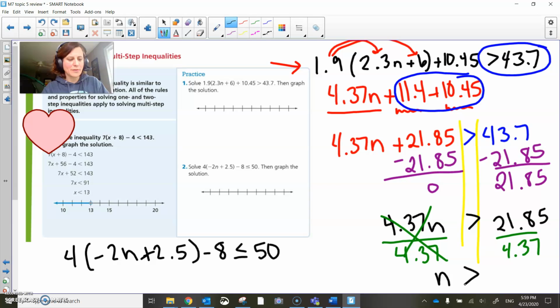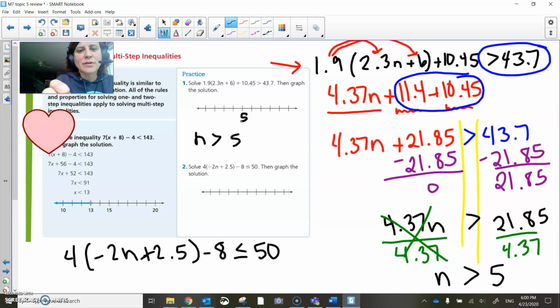21.85 divided by 4.37 is 5. N is greater than 5. So up here on this number line, the number that's the most important one to have is your boundary number, which in this case is 5. It doesn't matter where it is.